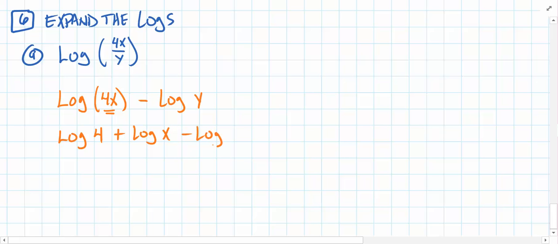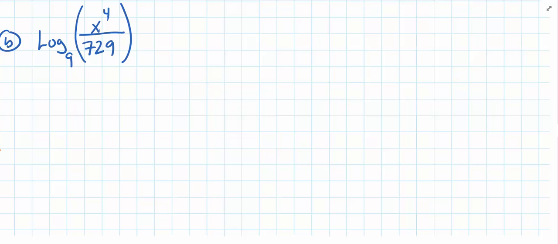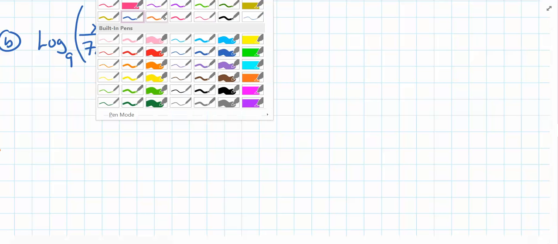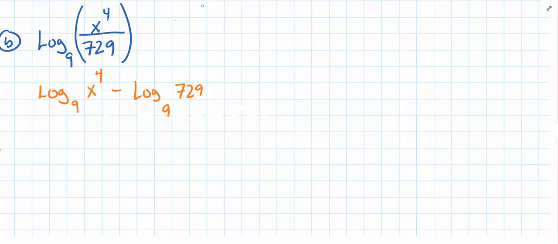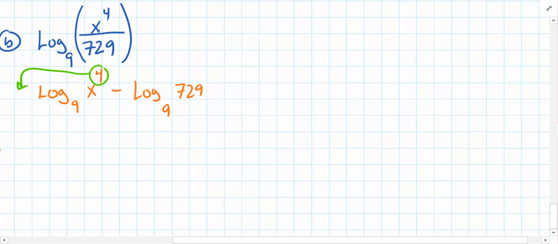Okay, let's do log base 9 of x to the fourth over 729. Well, what do you notice right away? It's a quotient rule, right? So this is going to be log base 9 of x to the fourth minus log base 9 of 729. Everyone okay with that first step? Then we can take the 4 and plop it down right in front because that's the power rule. So moving along, we get 4 times log base 9 of x minus log base 9 of 729.